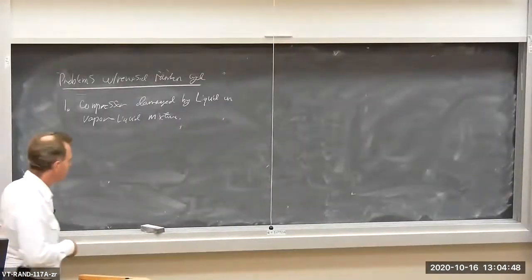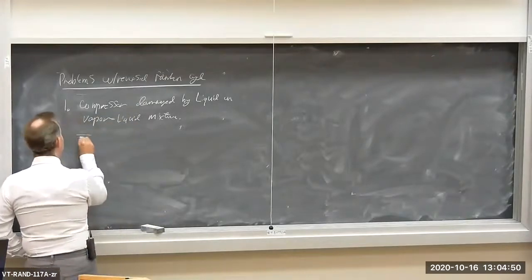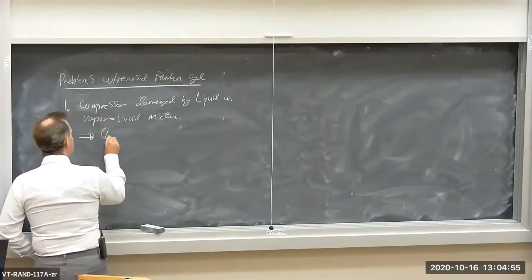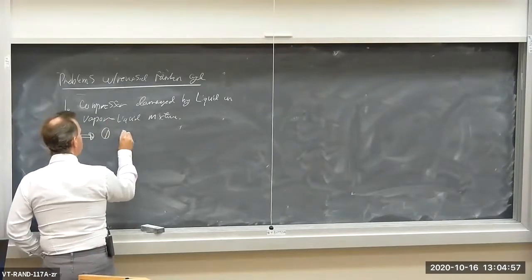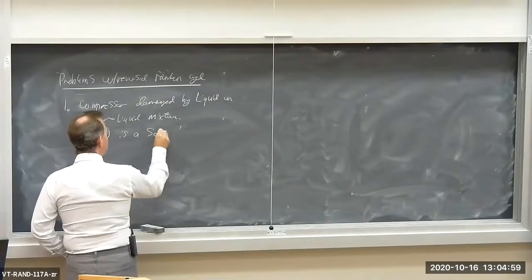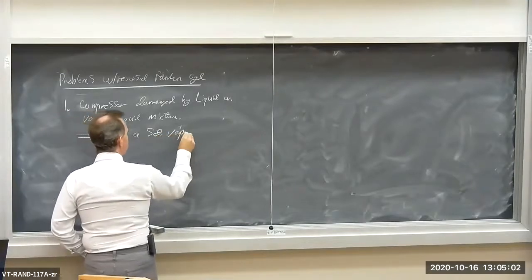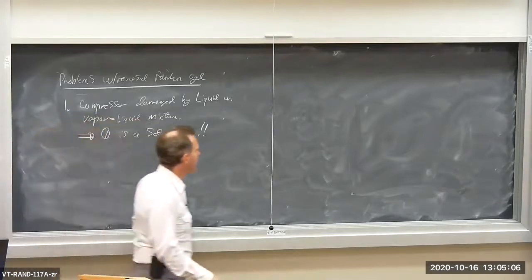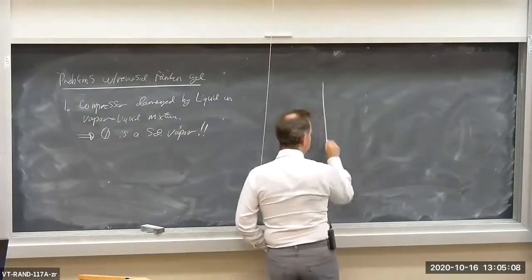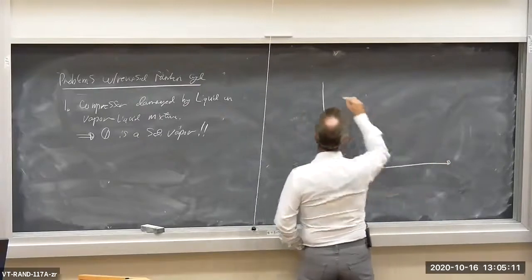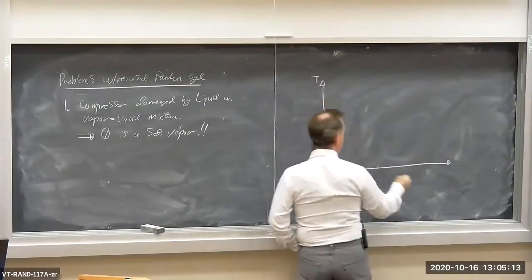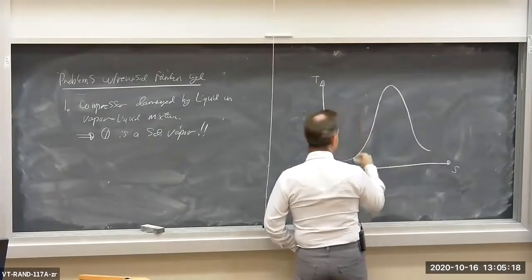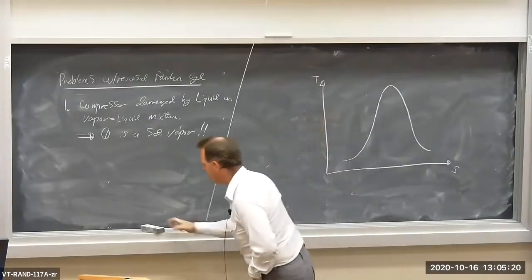Okay? So the solution is to make sure that state 1 is a saturated vapor. Okay? So state 1 will be a saturated vapor. Let me draw the resulting TS diagram here, once we make these fixes. TS. So here's our saturation dome. I'm going to move this over.